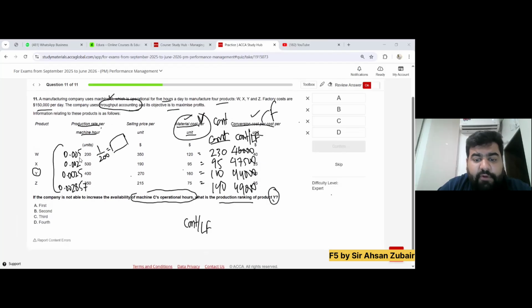Now we have to find the ranking of Y. The most contribution per limiting factor is generated by Z, so it will be ranked first. Second, X will be made, then third W, and at last, fourth, Y, because Y has the least contribution per limiting factor. So we'll say it is made at the fourth point because it's last.